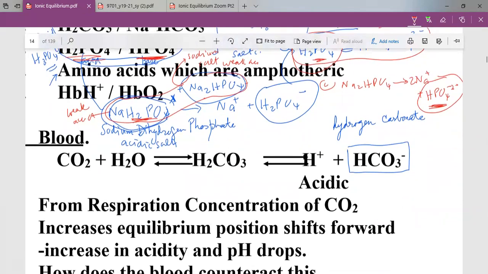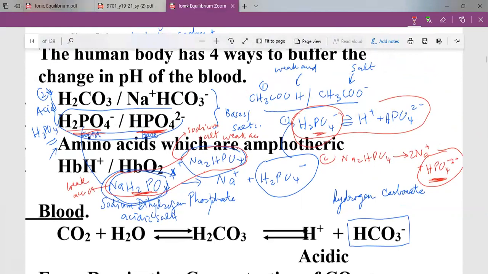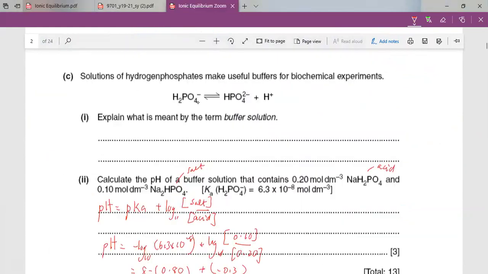Now how do they react? Very simply, watch. Normally they give you one equation, and this is the weak acid. Secondly, of course, is the sodium salt of the weak acid. Normally the sodium salt of weak acid is sodium H2PO4, and the sodium will come out and give you HPO4 2 minus. So this is the same as this here. This is how this will react.